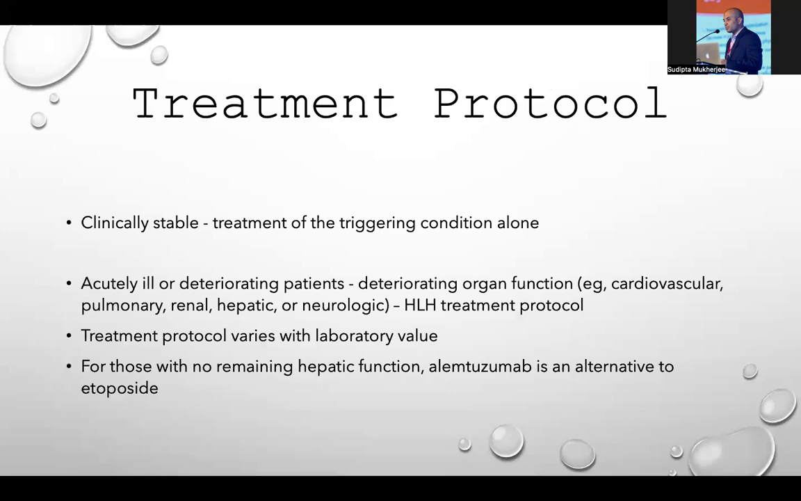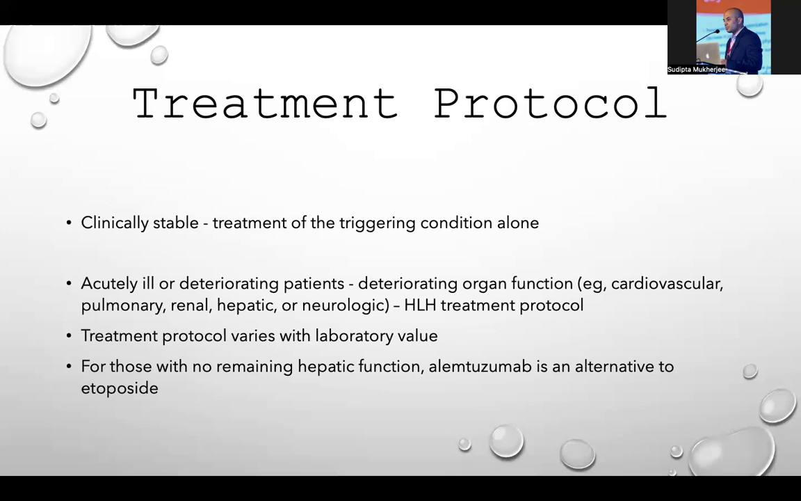Now, the intensity of the treatment protocol depends on the stability of the patient, how sick the patient is. If the patient is clinically stable, sometimes we just need to treat the triggering condition, that is sepsis, maybe with some amount of steroid. If the patient is acutely ill or deteriorating in terms of organ function, like cardiovascular, pulmonary, renal, hepatic, or neurological, then you have to give more intense HLH treatment, as I discussed already. And the treatment will vary depending on the laboratory values, that is, the amount of liver dysfunction, renal dysfunction, and all those things.